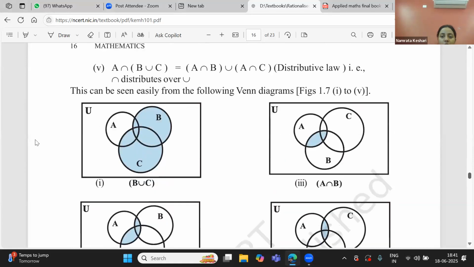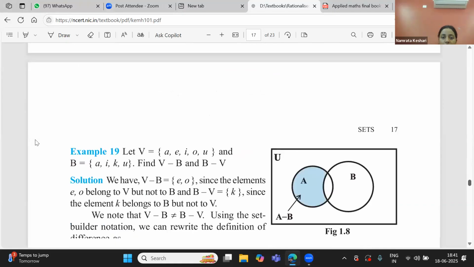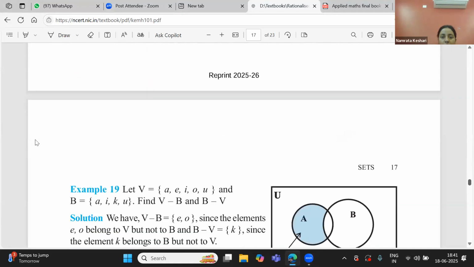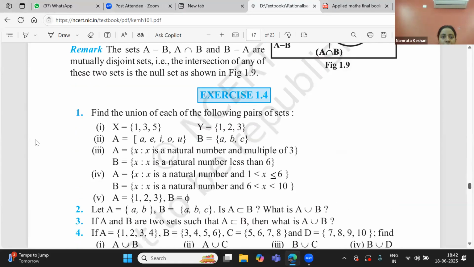And these laws we were also discussing in the last class. Okay, today I'll be taking, just a moment. See this question number 1, you will be able to do all by yourself. Okay, number 1, you just have to find the union of each of the pair.